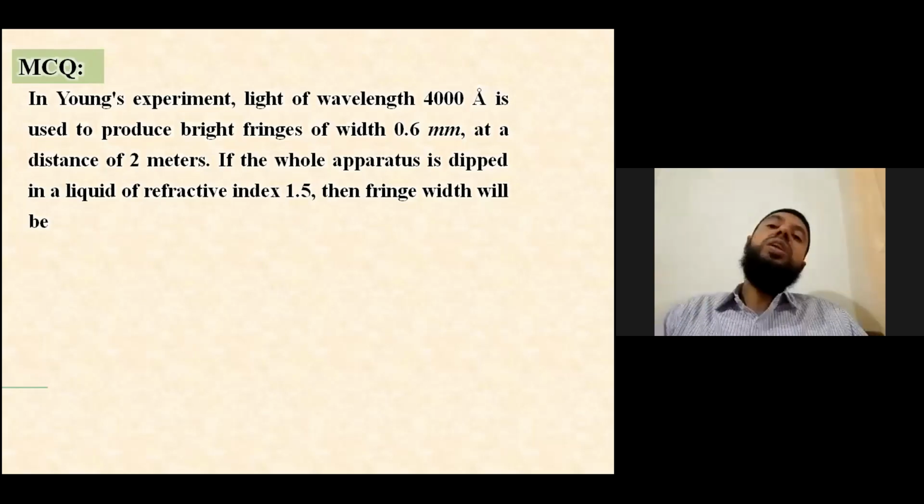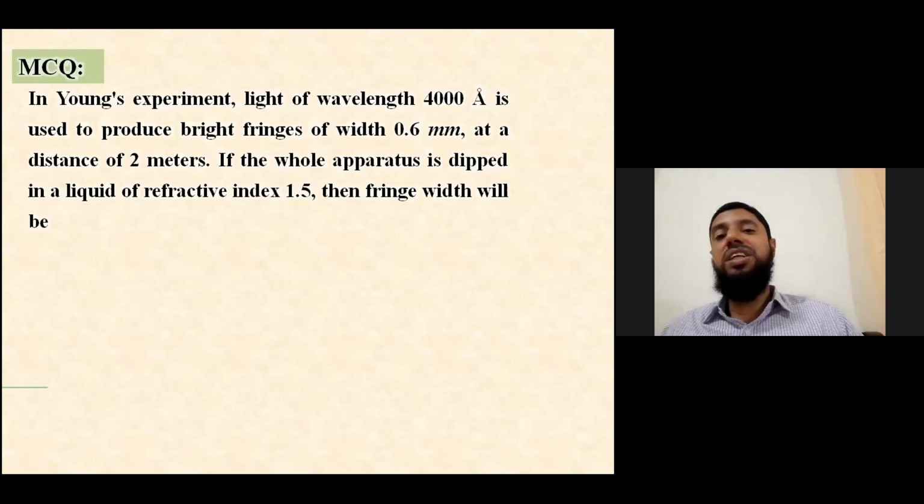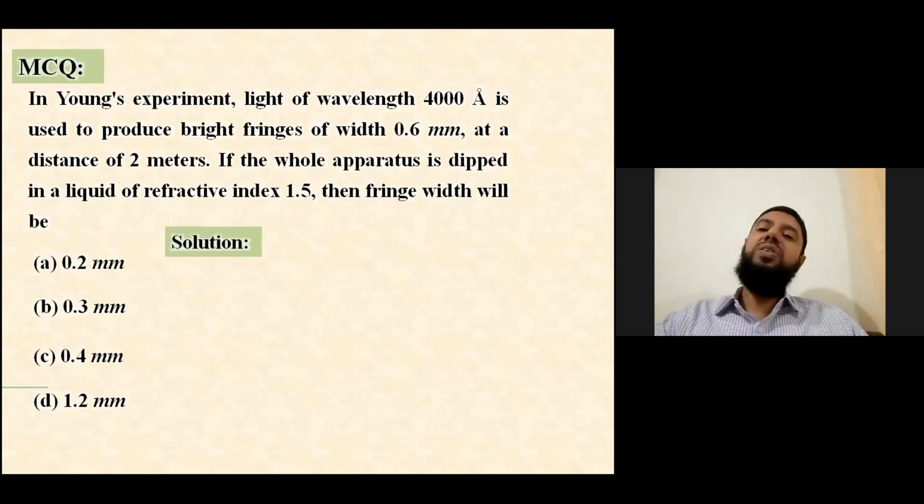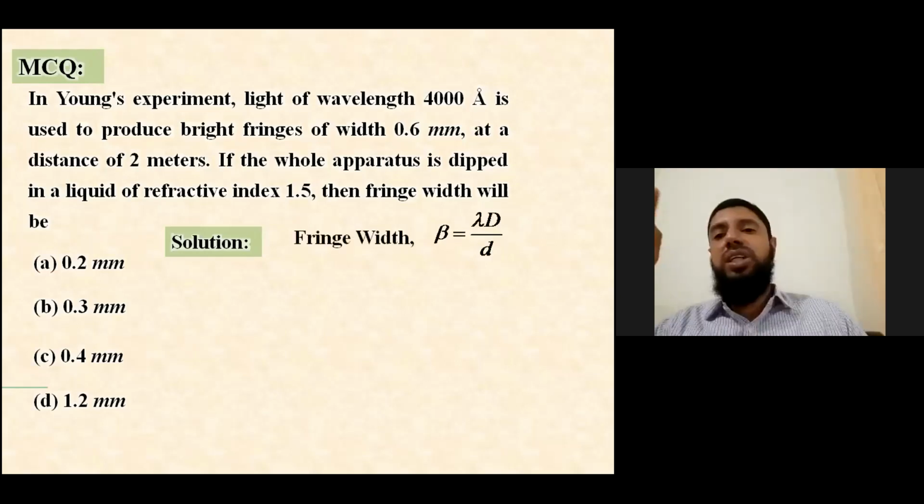Sir, it takes 20-25 seconds to read the question. Yes, we need it. And what are the options? Options are like this. Sir, what is the relation? The fringe width is given by the formula beta is equal to lambda capital D by small d.